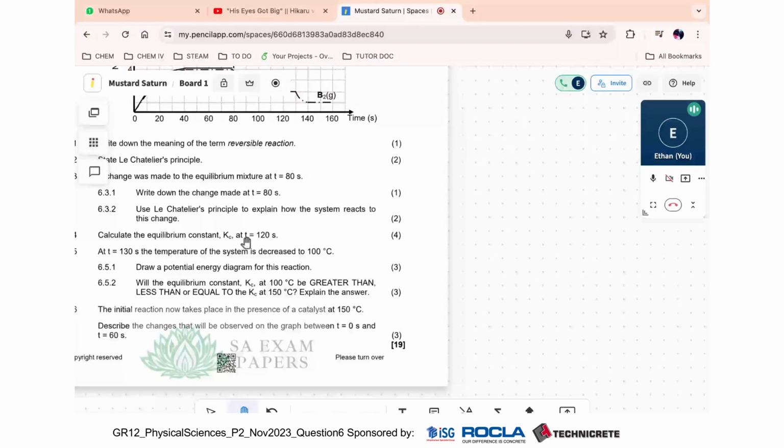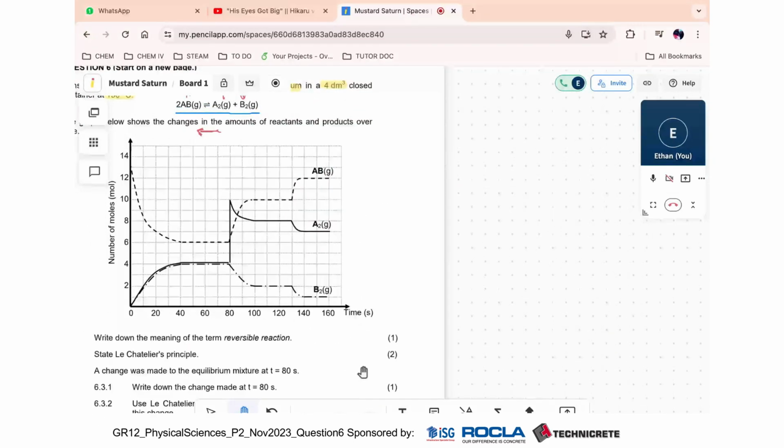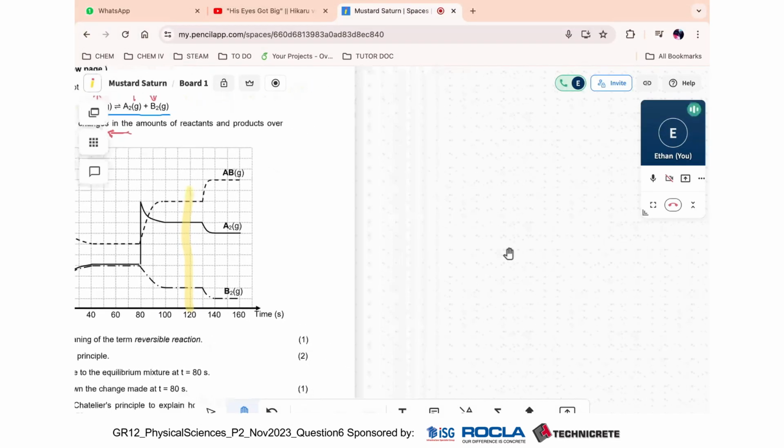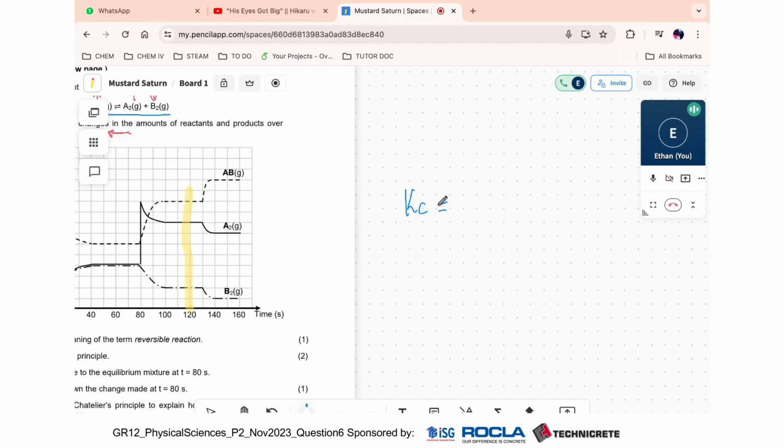Calculate the equilibrium constant Kc at t equals 120. Okay, so at t equals 120, so along this line. All right, so let's just recall what our formula for equilibrium constant is. So Kc, the way I remember it is products over reactants, concentration, that is.